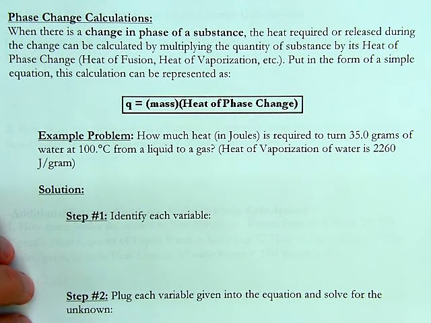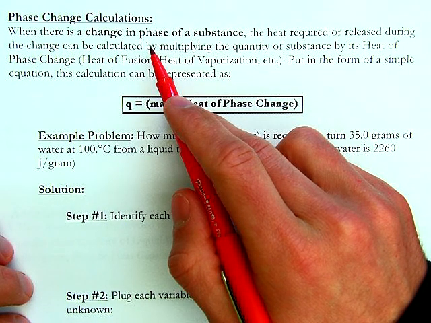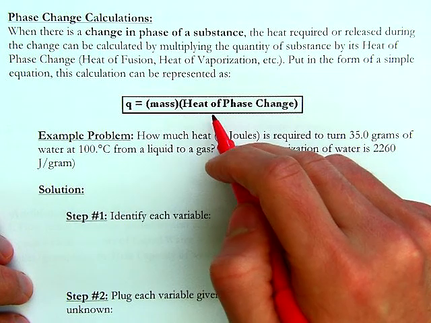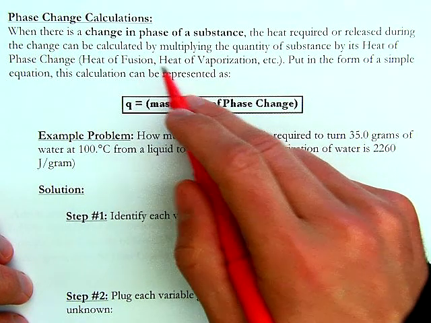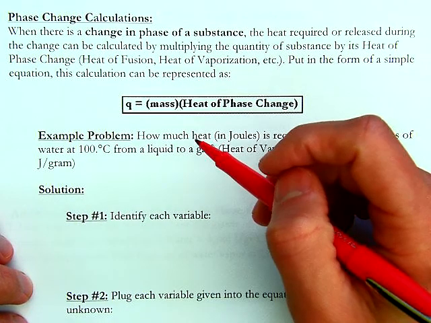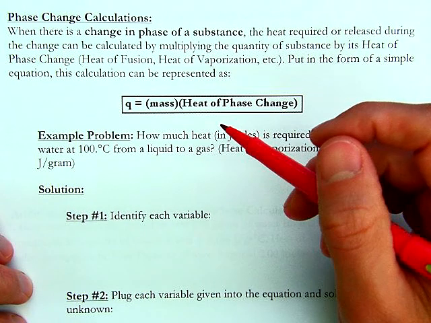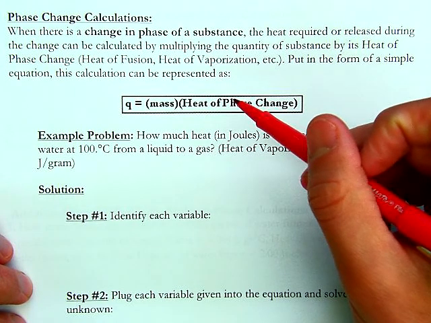So during a phase change, all you have to do is know the mass of the substance and what the heat of phase change is. So, for example, there's a heat of fusion or a heat of vaporization. That's unique to each substance. But the heat of fusion or heat of vaporization is usually in joules per gram.